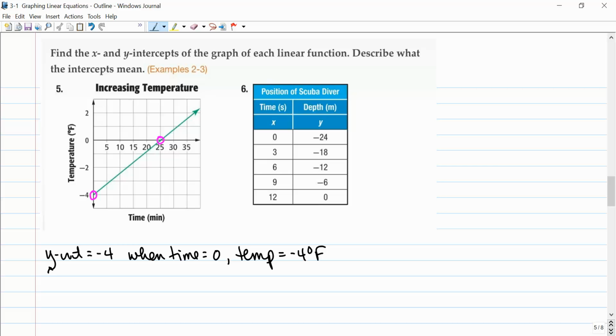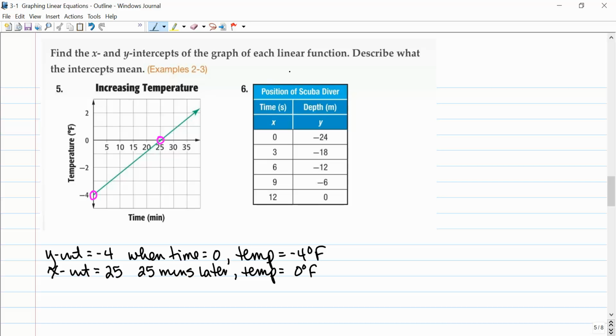My x-intercept is 25, and that means that's 25 minutes. When time is 25 minutes into the experiment or whatever it is, the temperature is 0 degrees. So 25 minutes later, the temperature is equal to 0 degrees Fahrenheit.